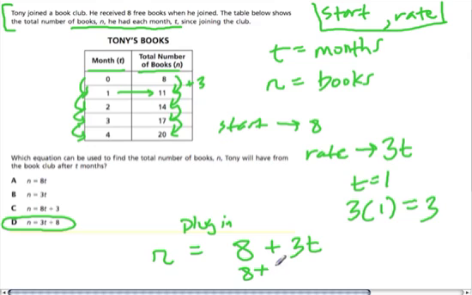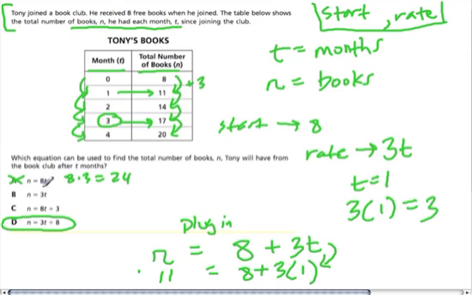So 8 plus 3 times 1, because T is going to be 1 with 1 month, and that's 8 plus 3, and then we would have 11. So when we plugged in 1, we did get 11. This equation works. And you can also test these other equations right here. If you chose 3 and plugged it into the first equation, you would get 8 times 3, which is 24. But we need to get 17, and this doesn't work.